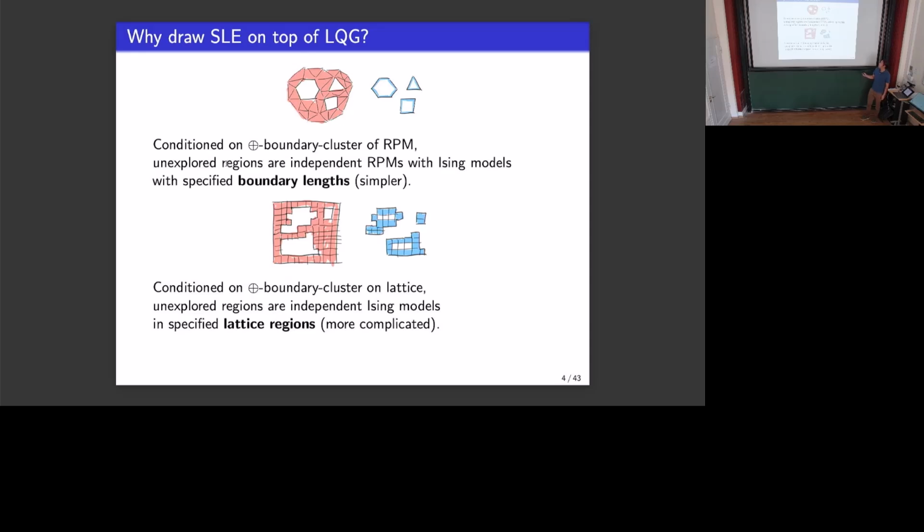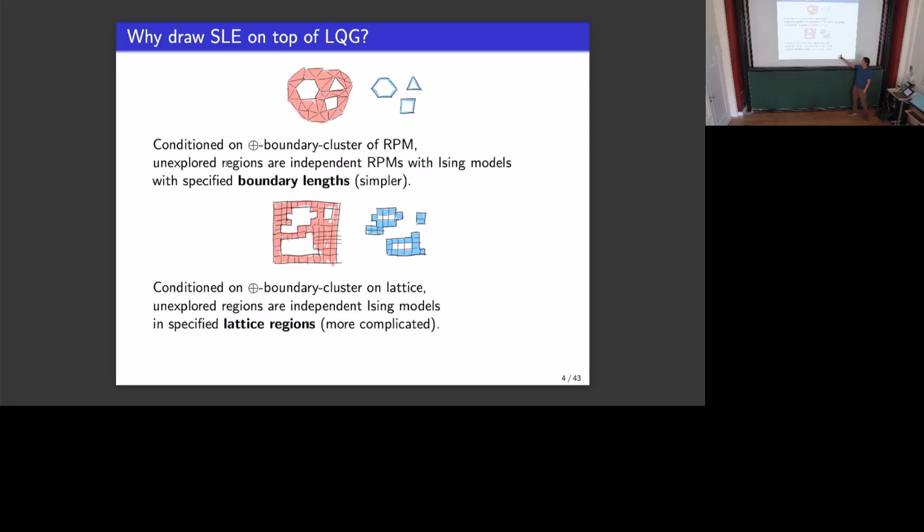So in this particular configuration, I've explored the cluster. I found 3 holes of size 4, 5, and whatever those numbers are. And then you know that you have to fill in these holes with independent Ising decorated random planar maps. And the point here is the information you need is very minimal. All you need is the length of the boundaries. You know, what are the lengths of these boundary loops here?